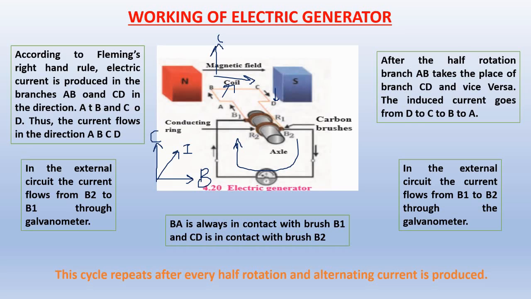Now this cycle, which cycle, like after every half rotation the direction of the current is changed. Okay, and same happens with the alternating current. Like for every half rotation the direction of the sine wave or the direction of the alternating current changes, right? So this is all about working of electric generator.